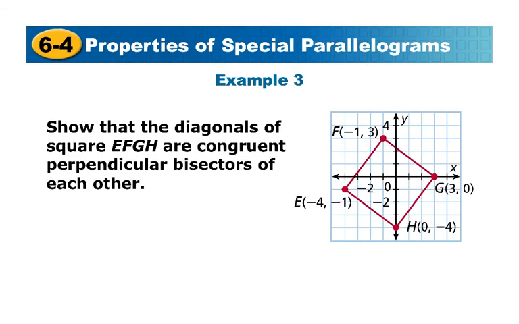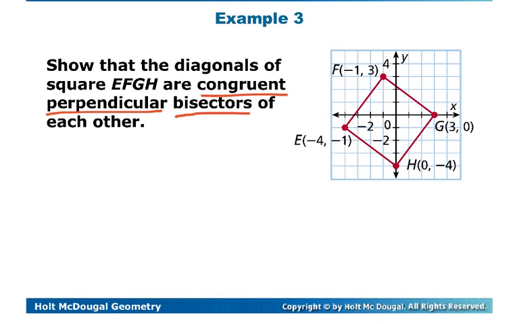So we're going to show that the diagonals of the square EFGH are congruent, perpendicular bisectors of each other. So that's kind of a lot of things. Congruent, meaning I'm going to need the distance. Perpendicular, which means I'm going to need the slopes. And then bisectors, meaning I'm going to need halves of the distances. So we kind of need a lot of pieces here. And so we will do this. Alright.